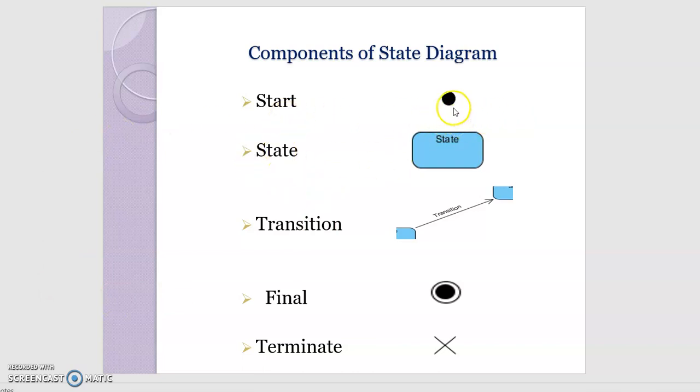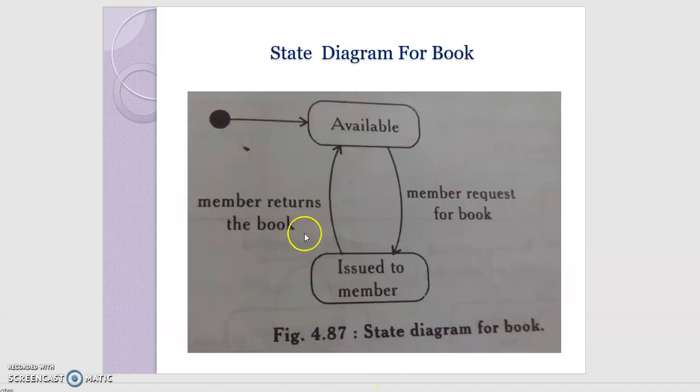This is the start symbol, and a state will be represented by this symbol. A transition will be represented by the line with an arrowhead. Then the final state will be represented by the circle within the filled circle. Then to terminate the system, you have to draw the cross symbol.